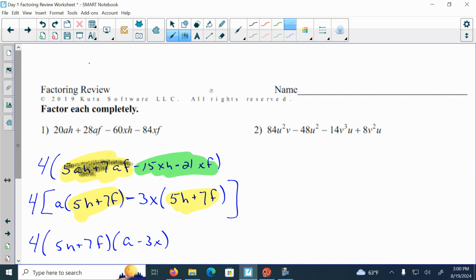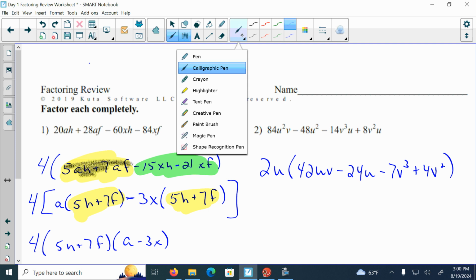So now when I look at number 2, I have 84, 48, 14, and 8. So I can factor out a 2 from those coefficients, and then every single one has a U. So I'm going to factor out a U. And then I'm going to be left with 42UV minus 24U minus 7V cubed, U is factored out, plus 4V squared, the U is factored out.